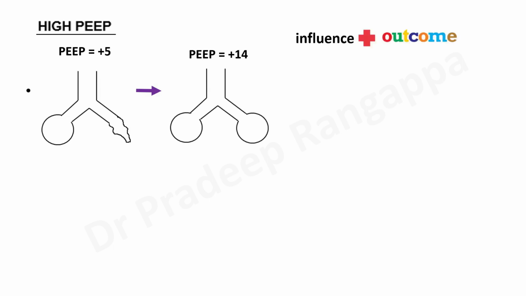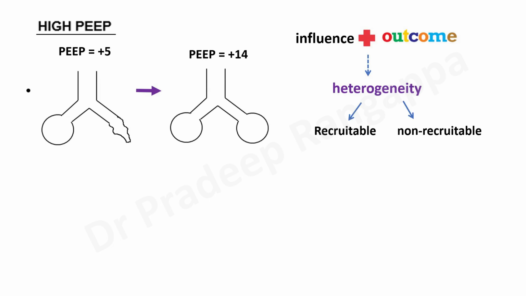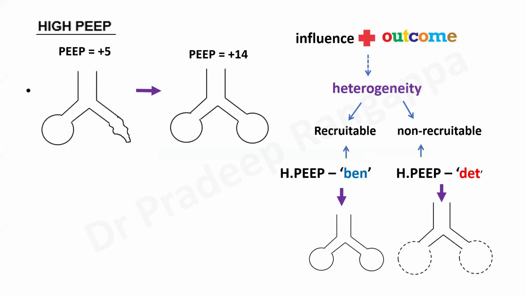And PEEP has a tremendous influence on clinical outcome because in ARDS, the lungs are very heterogeneous and the ventilation is happening with a lot of heterogeneity. So we need to determine whether we are dealing with recruitable alveoli or non-recruitable alveoli. If it is recruitable alveoli, then high PEEP is shown to be beneficial. If it is non-recruitable alveoli, then high PEEP can lead to overdistension and it can lead to barotrauma. It is detrimental. So how do we determine what is the right PEEP that we have to give in these patients to prevent or mitigate the perpetuation of the ARDS?